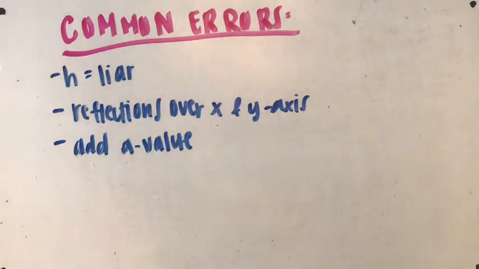And then the last one is, on accident, not making the function exponential and just adding the a value to each value. So that would make it not exponential. So you always want to remember to multiply the a value by the previous number. That could just be like a careless mistake that could be made.